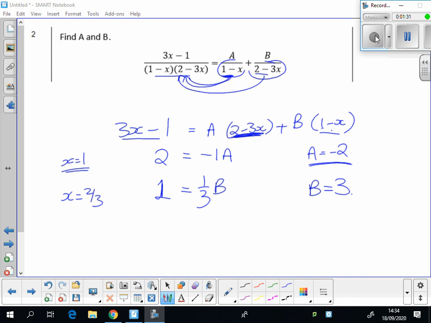I mean, strictly speaking, we should write our partial fractions out at the end, although we didn't mark anybody down for that one because it did just say find a and b. But there is the answer.